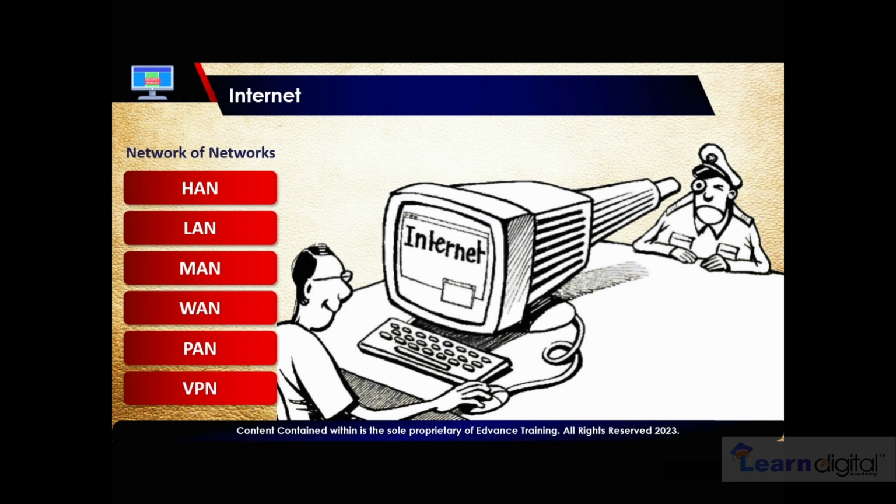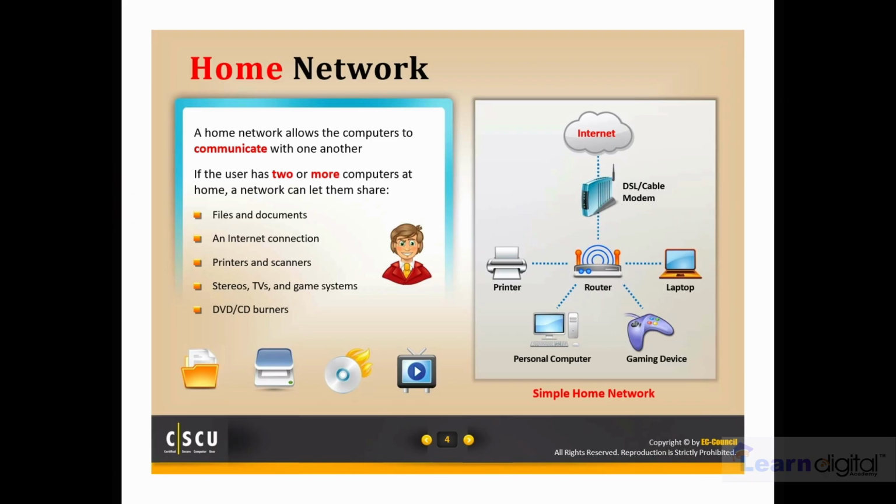So as you can see, there are a lot of networks, right? There are a lot of types of networks. First is the home area network. The home network allows the computers to communicate with one another, and if the user has two or more computers at home, then the network can let them share files, documents, internet connection, printers and scanners, stereo, TV and game systems, or you can say the DVD and CD burners as well.